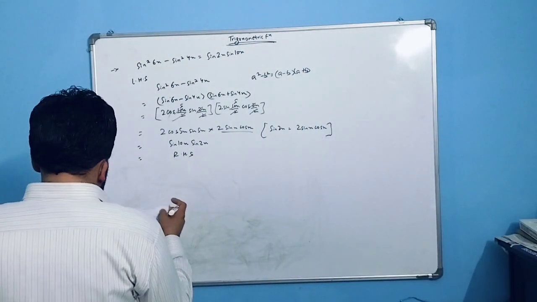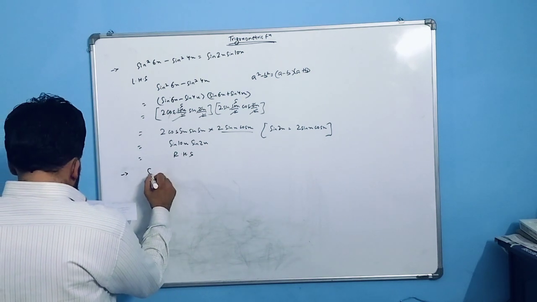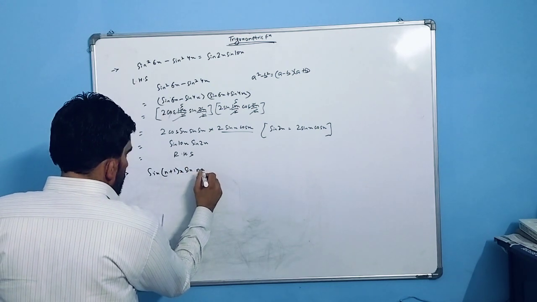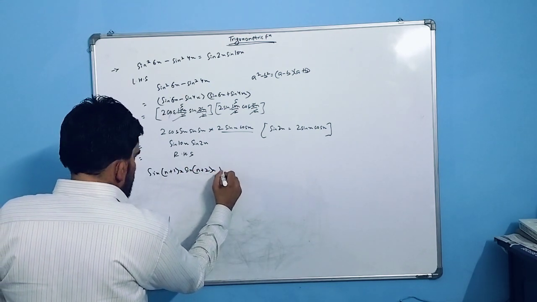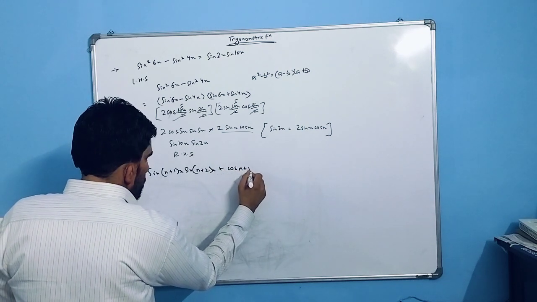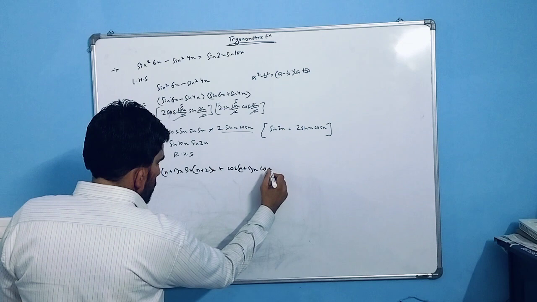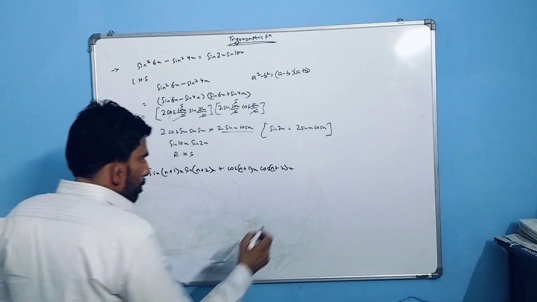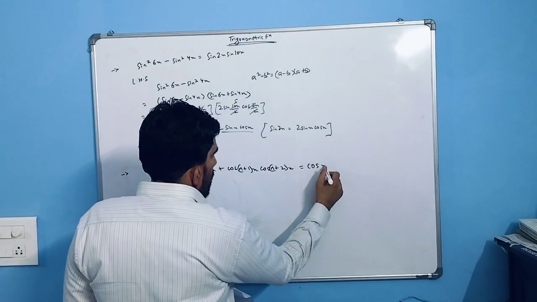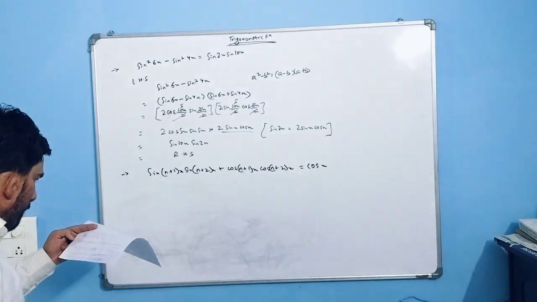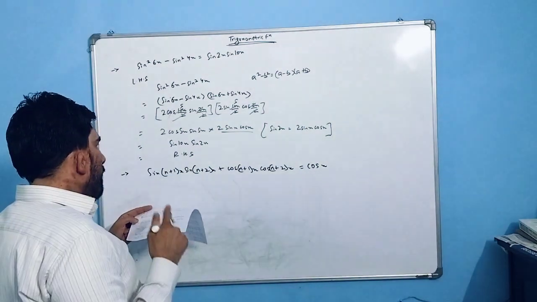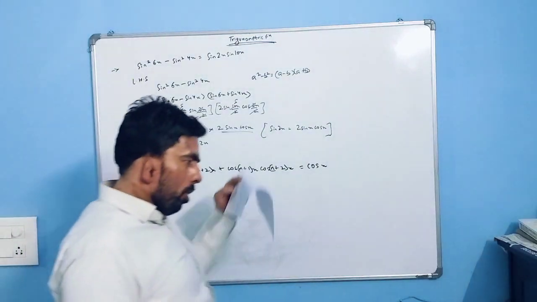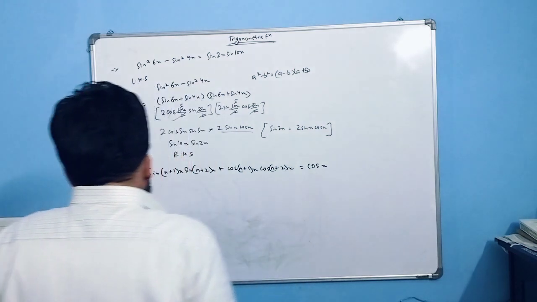Here also we need to prove something. Okay. So this is the given question: sin (n plus 1)x into sin (n plus 2)x plus cos (n plus 1)x cos (n plus 2)x is equal to cos x. Now let us see how we can do it.